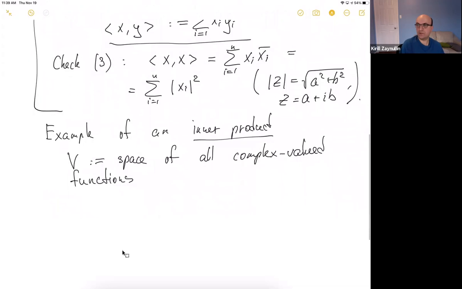We have seen this already many times, right? For instance, we know that this is an infinite dimensional space. In this vector space, each function, like a trigonometric function or an exponential function, plays the role of an abstract vector, right?